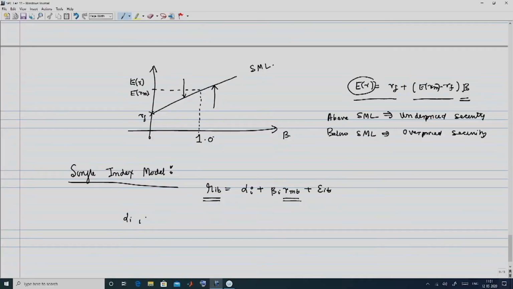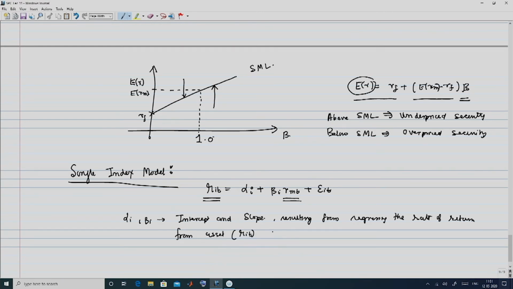So, here alpha I and beta I are the intercept and slope, and these are determined as a result of regressing the rate of return from asset I, that means RIT in period t, that means from the time point t minus 1 to t, with the concurrent rate of return from some market index, which I will denote as RMT in period t.